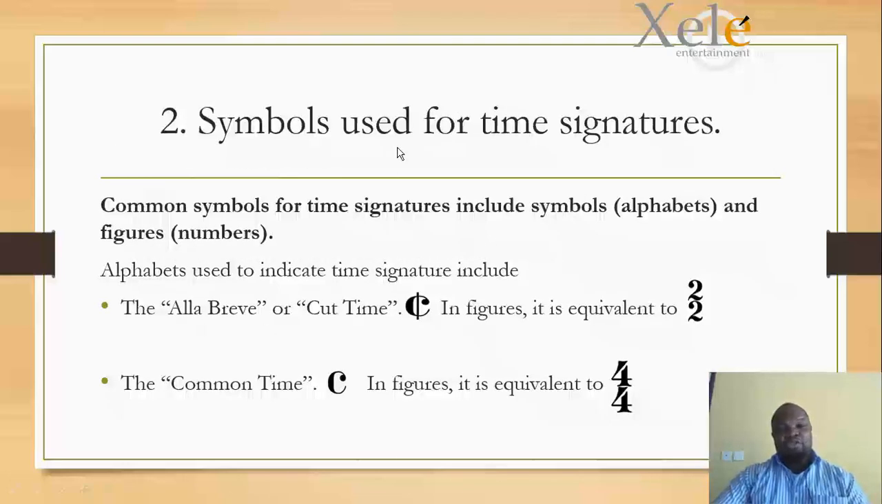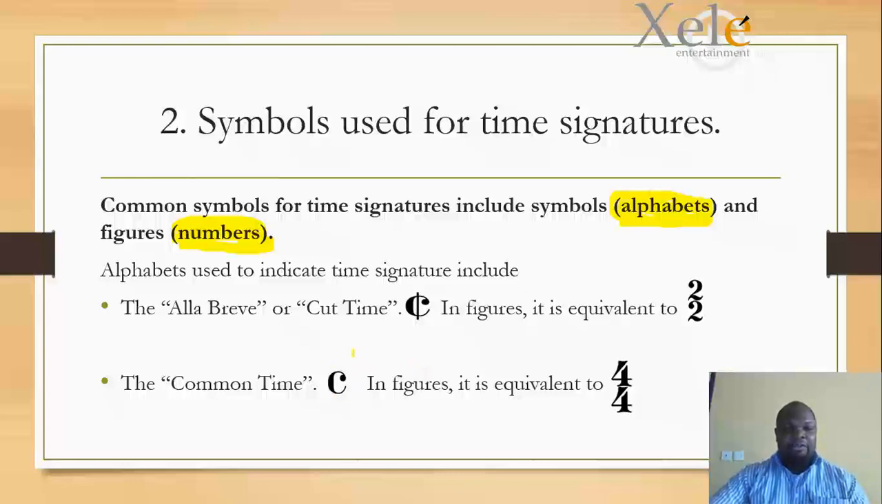Now let's look at the symbols used to express time signatures. In other words, when you want to write a time signature, what are the symbols that you are going to use? The symbols that we use to express time signatures are, first of all, alphabets, and secondly, numbers. So we can use alphabets to express time signatures. We can also use numbers. Let's go on to look at examples where alphabets are used. Actually, it's just one alphabet that is used, and that alphabet is the letter C.